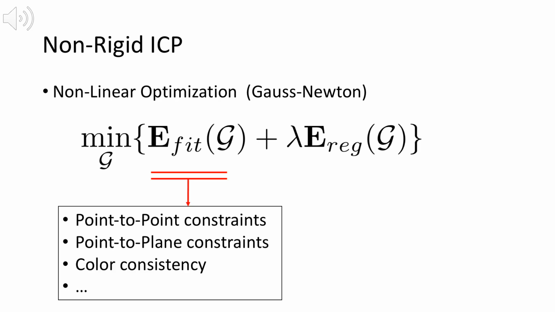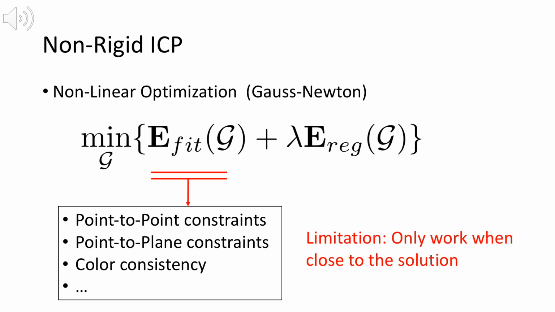Many different data fitting terms have been proposed over the past decades, such as the geometric point-to-point, the point-to-plane, and color consistency constraints. However, these constraints only work when they are close to the solution. In the case of large motions, these constraints cannot provide convergent residuals and lead to tracking failure.